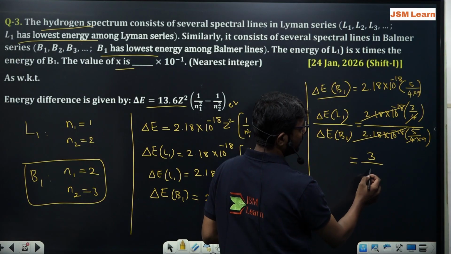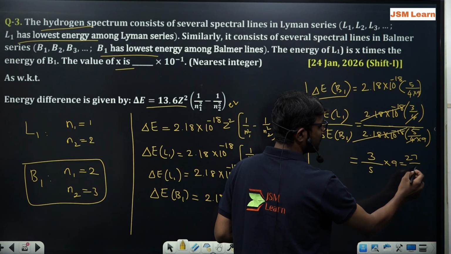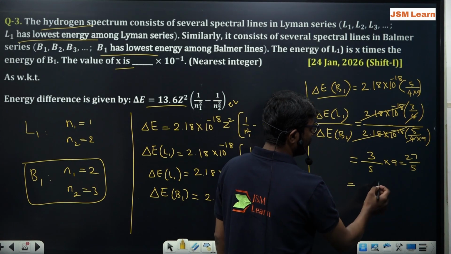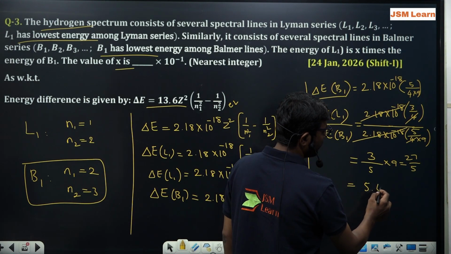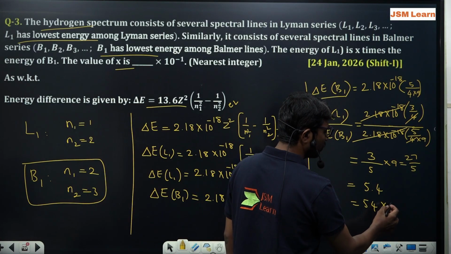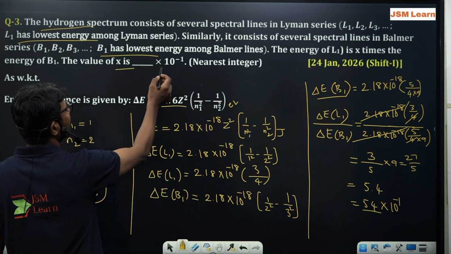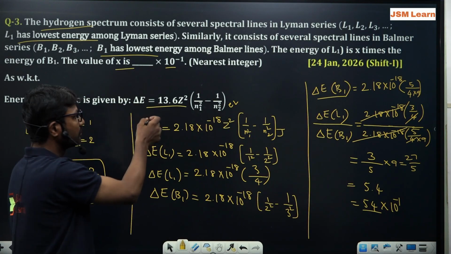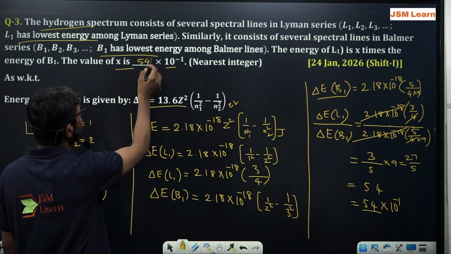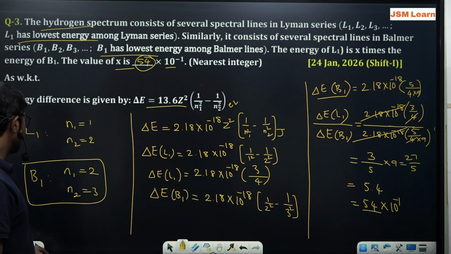3 divided by 5, where 9 goes here, 9 3s are 27 by 5. On simplifying, that is 5.4. Now this can be written as 54 multiplied by 10 power minus 1. Here they have given 10 to the power of minus 1 in the question itself, so our answer x value is 54. Like this we can solve question number 3. Now let us go for the next question.